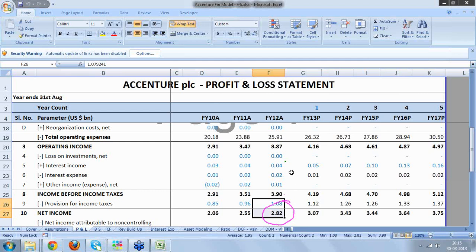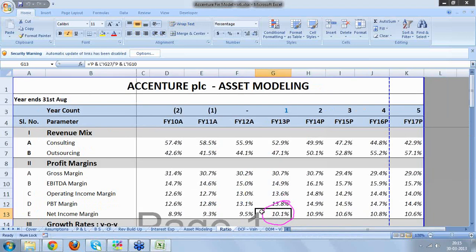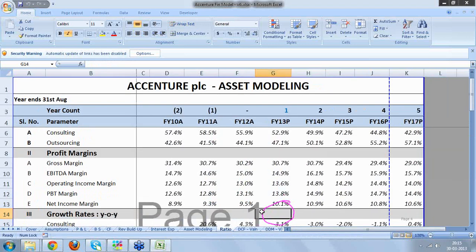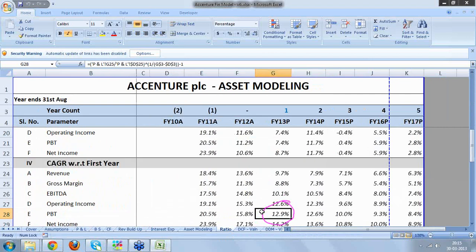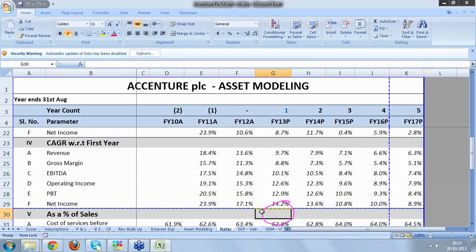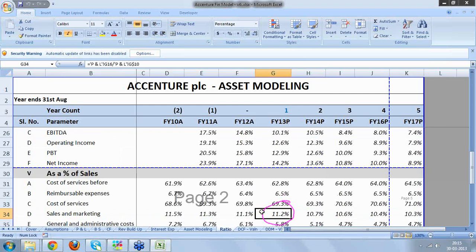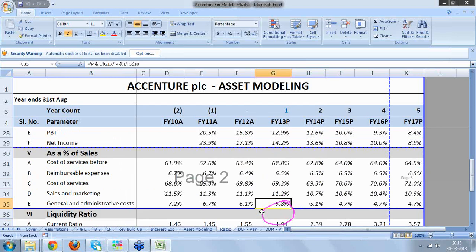Similarly, if I come back to ratio analysis, growth rates, all the growth rates are fine. CAGR is also fine. This cost as a percentage of sales is to ensure that none of my assumption is a knee jerk reaction to what has happened in the past. So this is just to introduce smoothness.